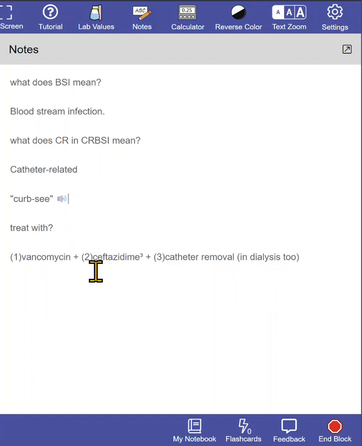And treatment, what is the treatment? So there's three: vancomycin, ceftazidime, and catheter removal and dialysis. So you want to remove the catheter, obviously, right? It's the very first thing you do. And then you want to use ceftazidime, which I've labeled here as a third generation. This is just a recap from last time.